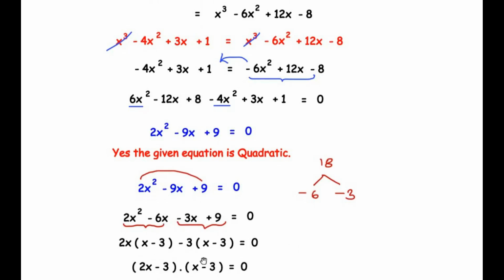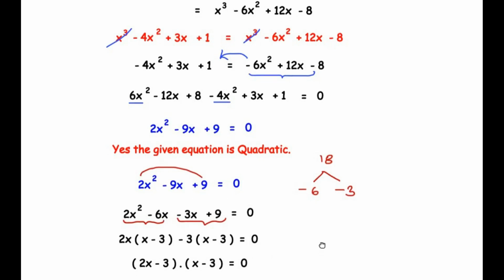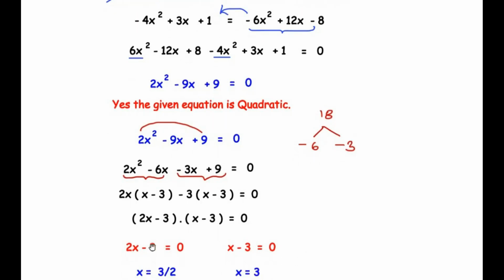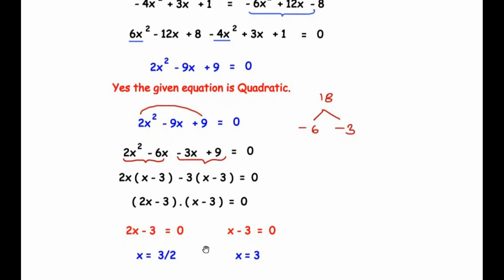Now we are going to equate each factor equal to 0. So we get 2x minus 3 equal to 0 or x minus 3 equal to 0. And taking this negative 3 on the right hand side, it becomes positive 3. And at the same time, we are going to take 2 on the other side so that it divides 3. So the first value of x we got here is 3 over 2.